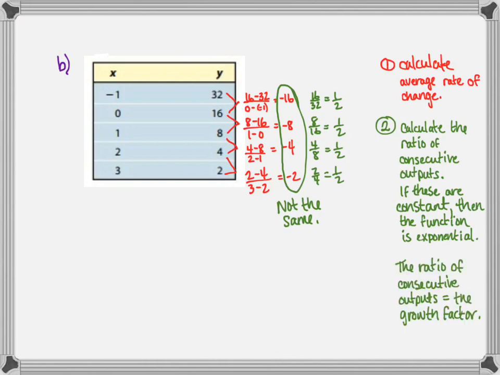So the ratio of consecutive outputs is the growth factor, which is my b. So b is 1/2. We have a row where x is 0, y is 16. So this is telling us that a is 16. That's our starting value. So y equals a times b to the x becomes y equals 16 times 1/2 to the x.